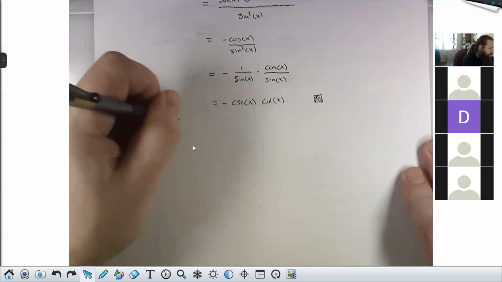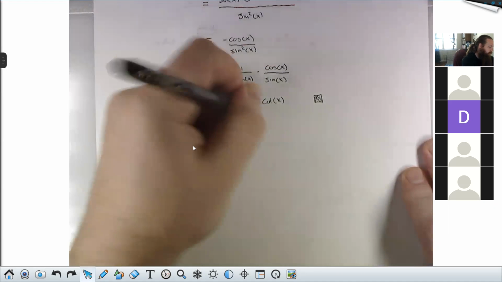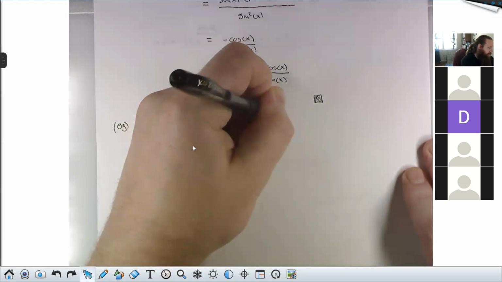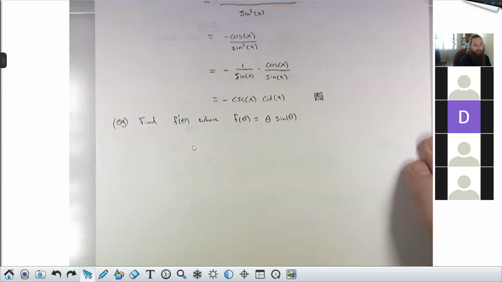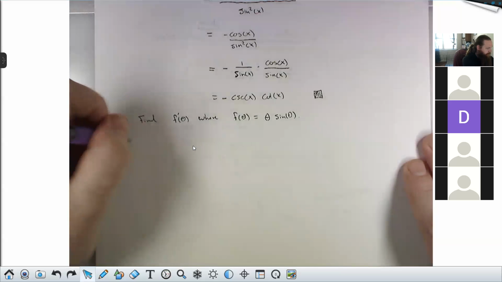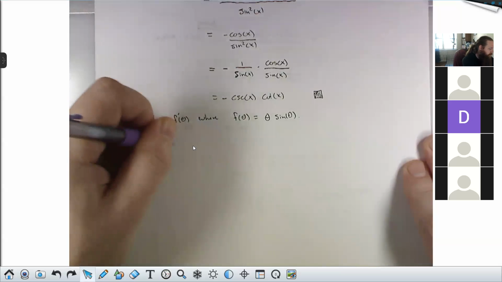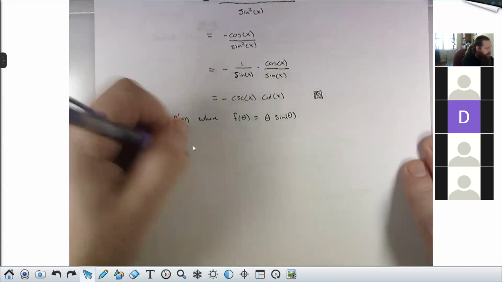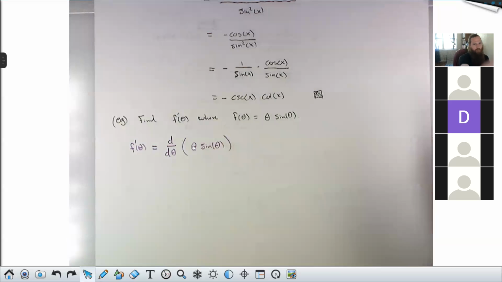Let's say find f primed of theta, where f of theta is theta sine theta. F primed of theta here would be what we get by applying the operator d theta to theta times sine theta. What sort of rule am I going to need for this?